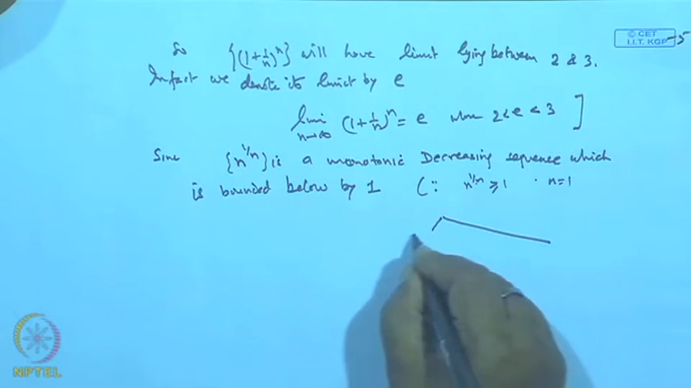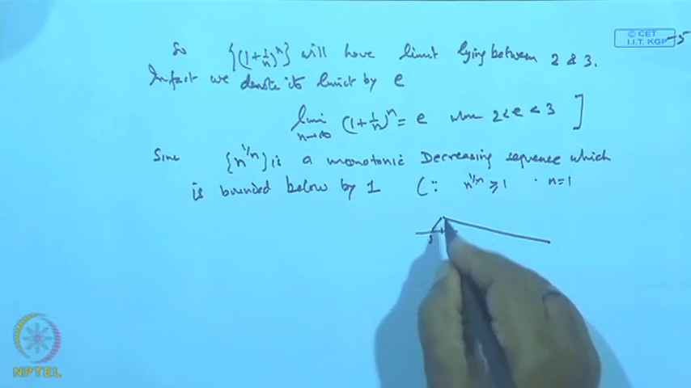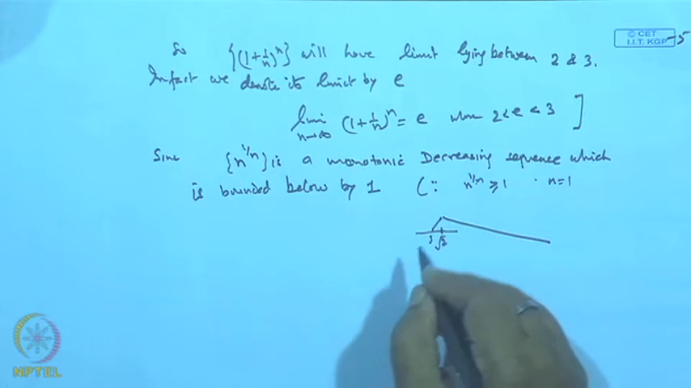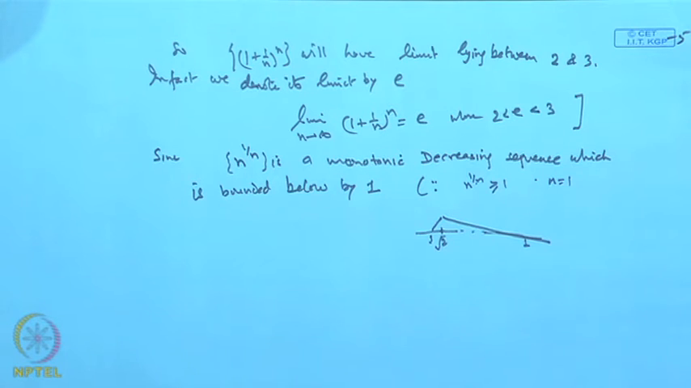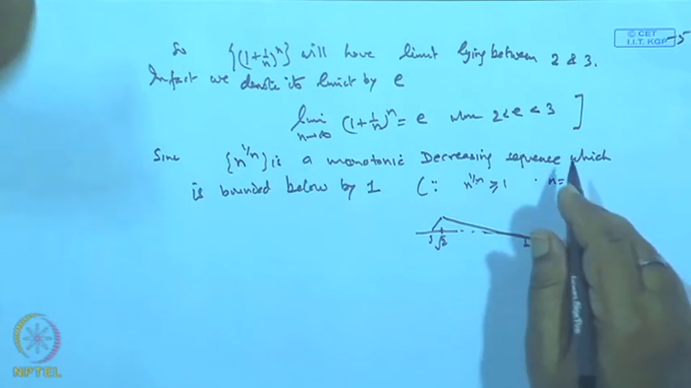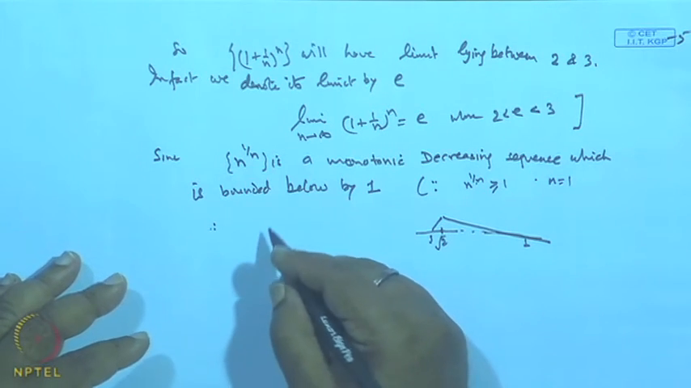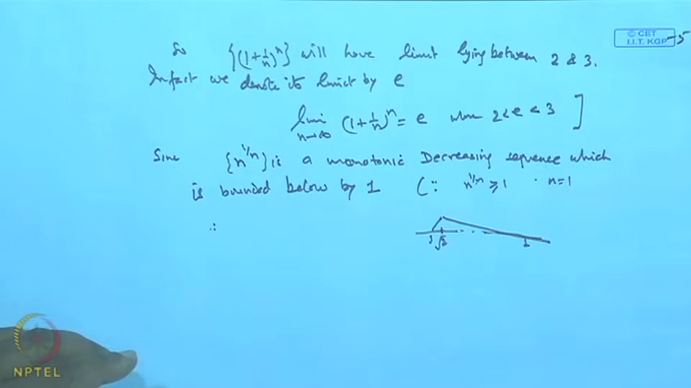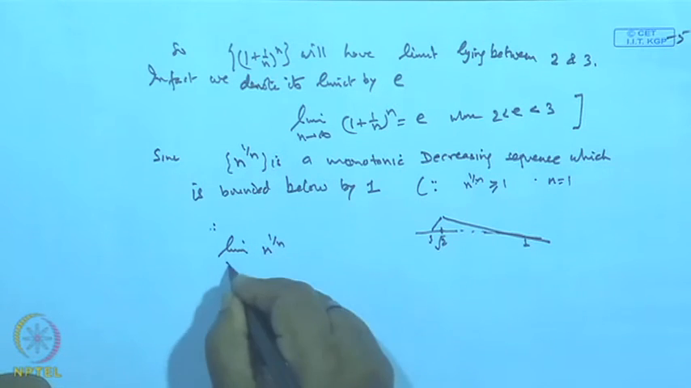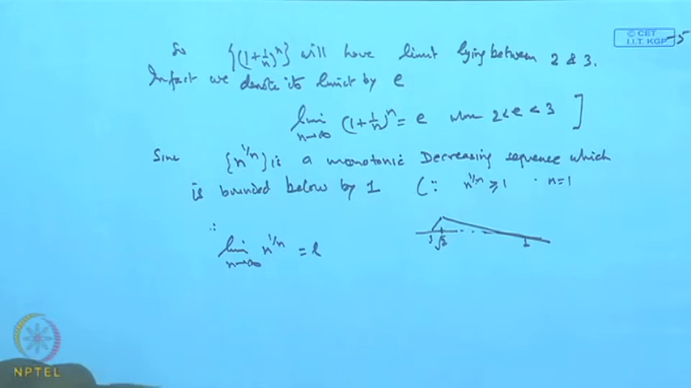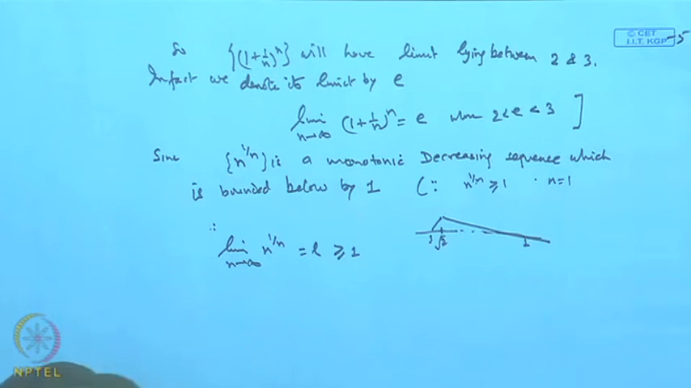So this is 1, this is 1, and here is something, 2 to the power 1 by 2 under root, and then it keeps on decreasing, basically again to 1, like this, okay. Therefore, the limit of this sequence a n exists. Let the limit of n to the power 1 by n as n tends to infinity be L, okay. Now, this limit is greater than or equal to 1, is it okay?